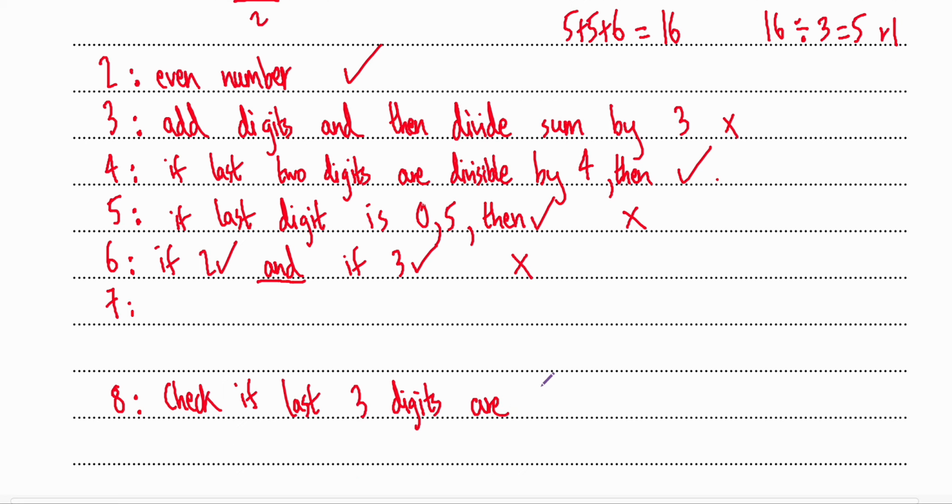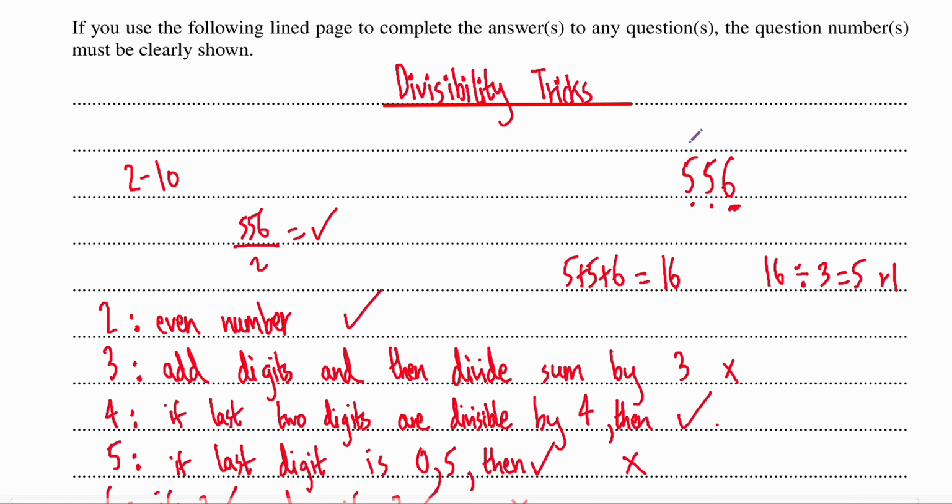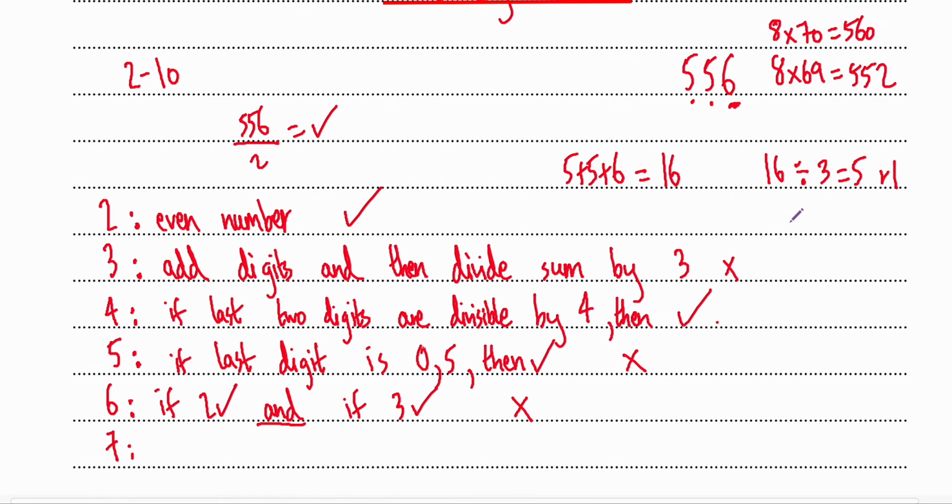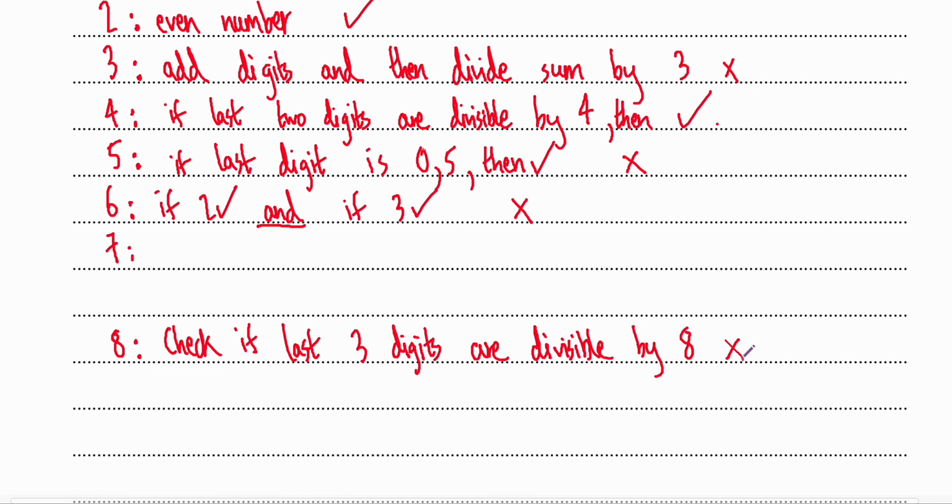But let's say I gave you a number in the millions, then this could be helpful. So check if the last 3 digits are divisible by 8. Well, let's try it in our case. So 556, well, I know 8 times 70 is equal to 560, right? So that means 8 times 69 is going to be equal to 552. So that means 556 is between 69 and 70, so that's actually going to be 69.5 because it's halfway through. So that means it's not divisible by 8. So in our case, not divisible by 8.